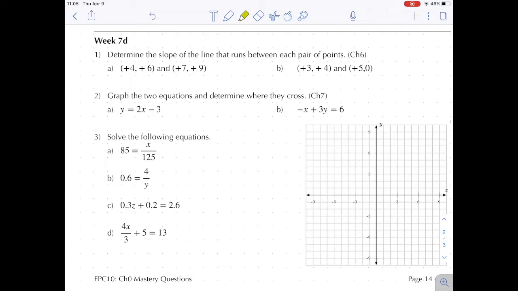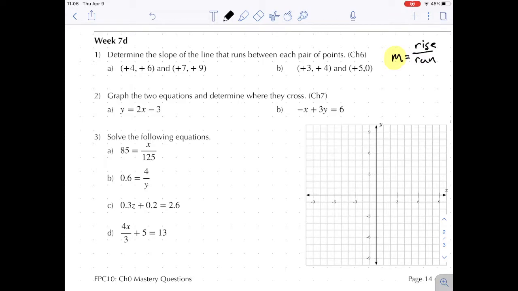Let's take a look at Mastery Items Week 7D. Question number 1. Determine the slope of the line that runs between each pair of points. If you'll remember, slope is equal to the rise over the run. Slope is given by m.